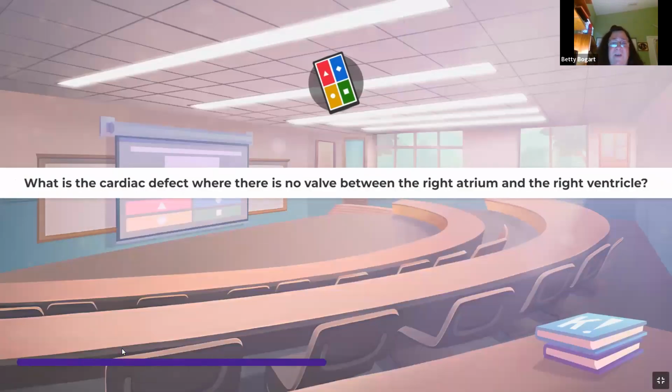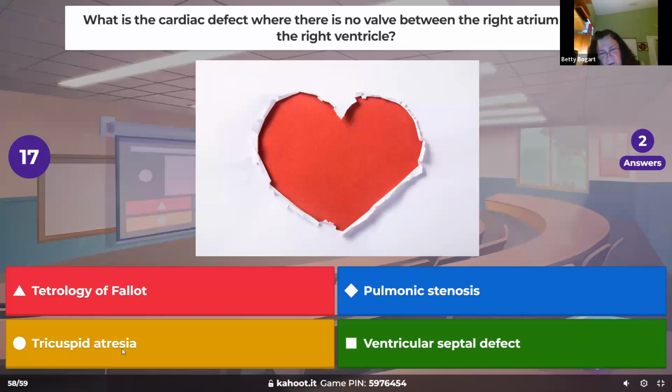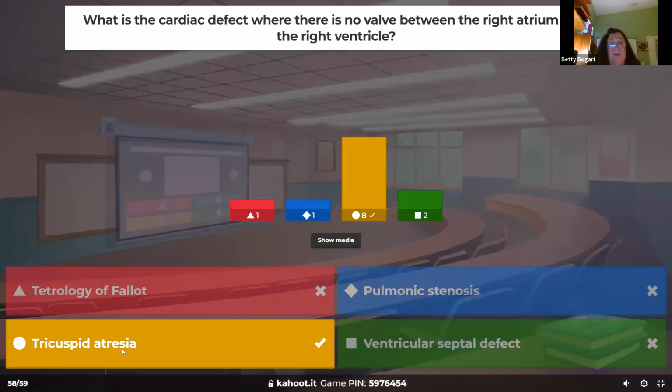What is a cardiac defect when there's no valve between the right atrium and the right ventricle? Well, your anatomy, what valve is there? And it's called tricuspid atresia. Remember, A means nothing, no valve. Stenosis means there is something there. Stenosis here would be a pulmonic valve, and ventricular septal defect has nothing to do with a valve. It's the septum, the wall between the right and the left side of the heart.